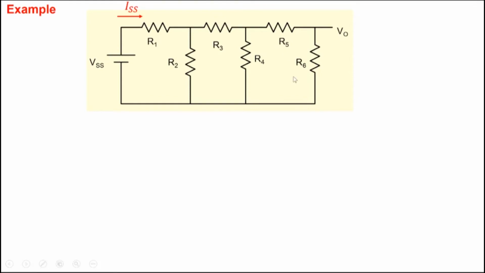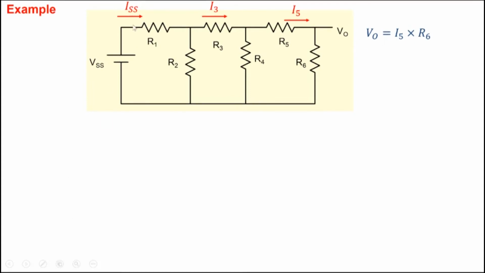So the idea is that in this particular circuit, VSS will cause a current ISS to flow here. This current ISS will divide here between R2 and the rest of the circuit. So current I3 will flow here, let's say. This current would further divide, some current I5 will flow here, and the same current I5 flows through R6. So V0 will be equal to I5 into R6. So we could start by finding what is ISS, then what is I3, and then what is I5, and then multiply it together to get V0.